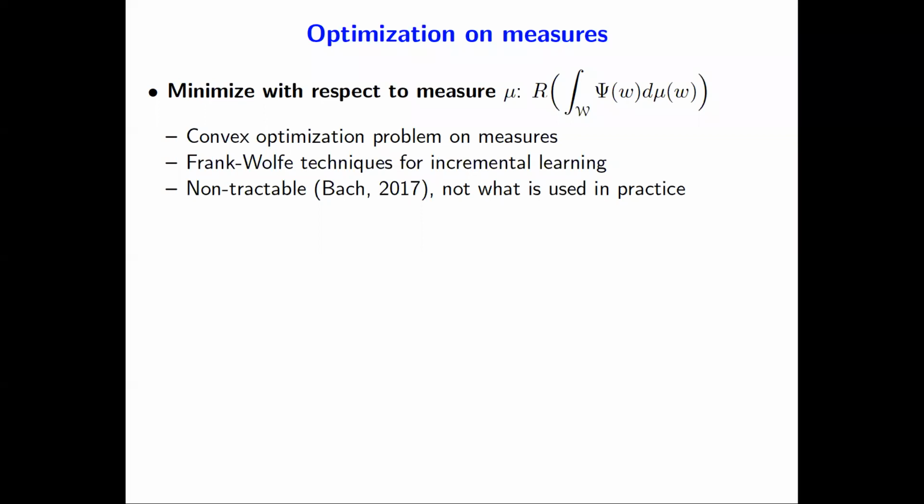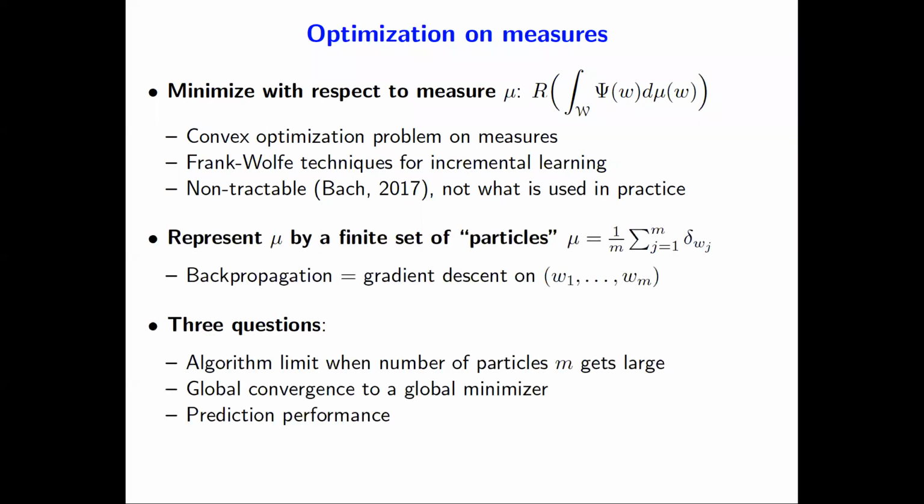And in a way, this is not what people use in practice. What people use in practice is really to represent our measure μ as a finite set of particles, we call the Wj's particles, and do gradient descent, which is essentially backpropagation.